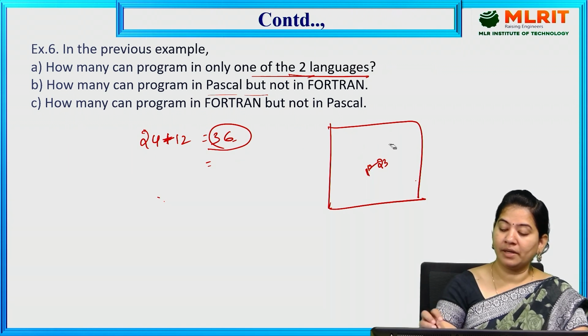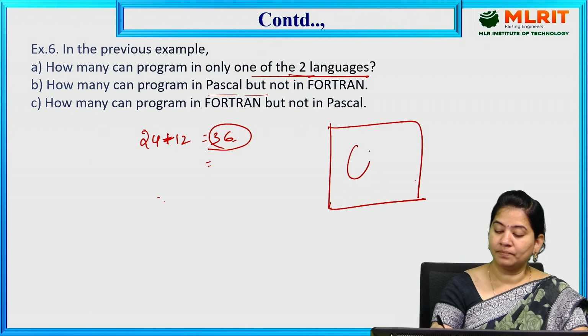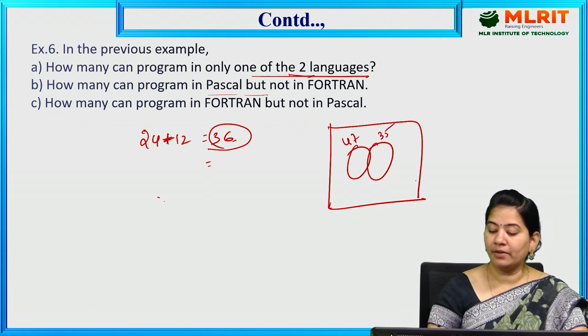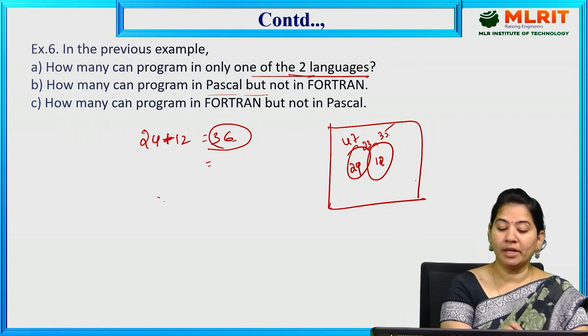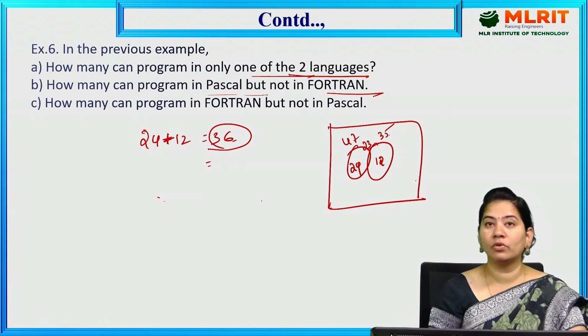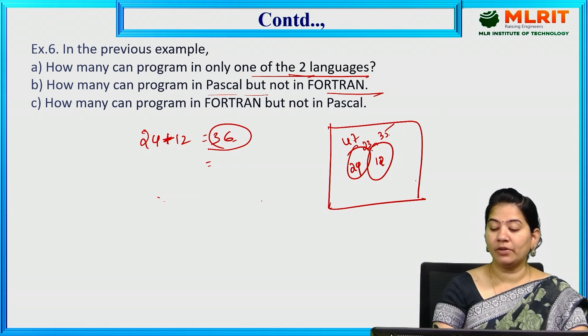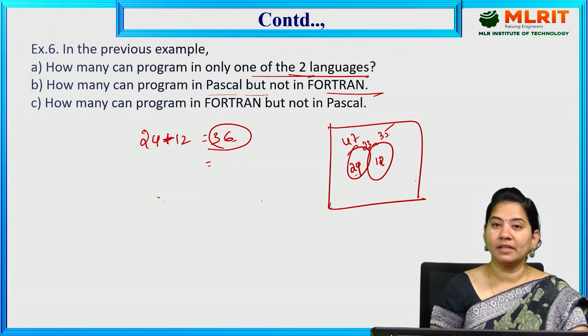So let me write here. This is 47, this is 35. So we can say that here 23 is common and this is 24. So 24 plus 3 is 27 and 23 plus 12 is 35. How many can program in Pascal but not Fortran? Which is nothing but here 24 plus 23, so 27, have 47.